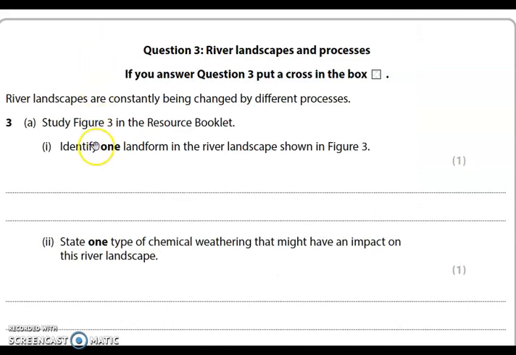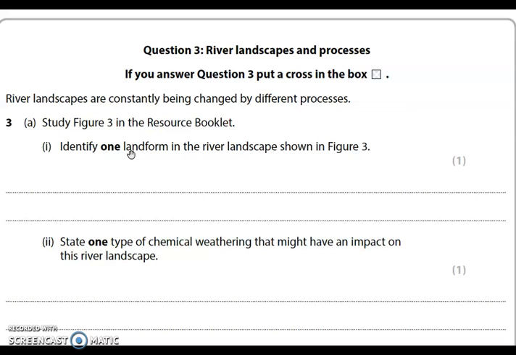Going back to the question, it says, identify one landform in the river landscape shown in figure 3. So you've got to refer to something that you can see in figure 3. Identify, just state what it is. Don't need to give reasons for it. Don't need to describe it. It's only worth 1 mark, so it's very basic. And one landform. Okay, so it just needs to be one feature that you can see. One of the things that we've discussed maybe. So pause and have a go now.